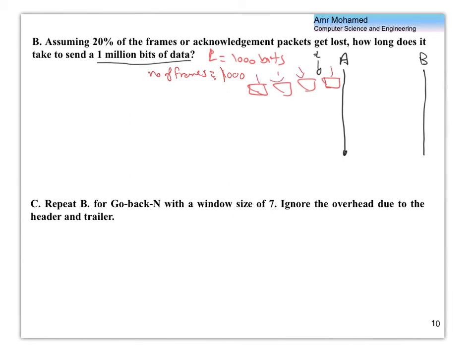First, A will take the first frame and transmit it. This frame takes how long to be transmitted? 1 millisecond, as we said. So we take 1 millisecond to finish transmitting that frame. Once we finish transmitting, the frame becomes a signal, digital or analog, we don't care. Then this signal will propagate using the propagation speed to B, which takes another 25 milliseconds.